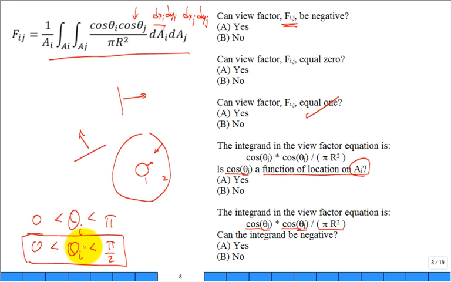So what about theta i or theta j? Can they be greater than pi over 2? It makes no sense for them to be greater than pi over 2. Think about it. You have that surface, there's your normal, and it would be like this. No, you're coming to the backside. That would be the r, and this would be, no. Theta i is always between 0 and pi over 2.